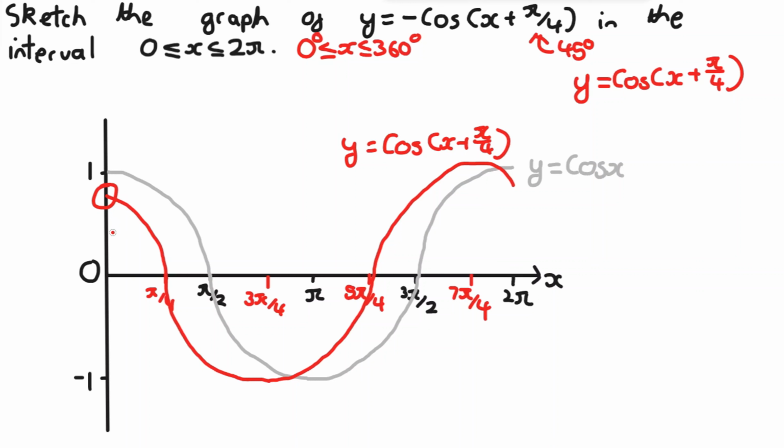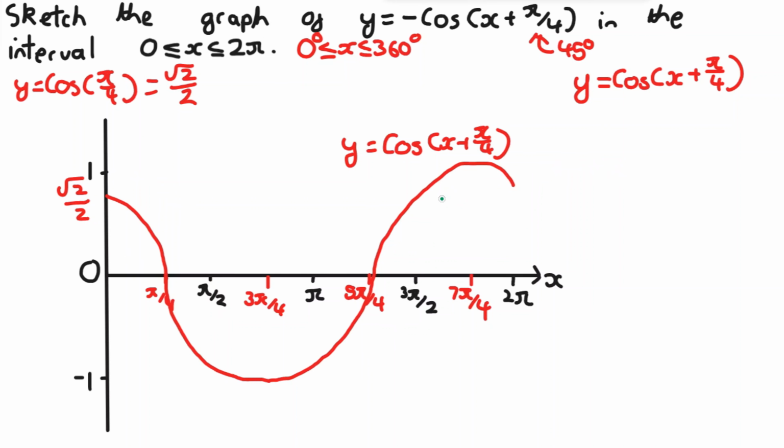Now remember, the y-intercept is when x is equal to 0, so if you sub x is equal to 0 here, it's going to be y is equal to cos of 0 plus pi over 4, which is going to be cos of pi over 4, which is equal to root 2 over 2. So this new y-intercept is going to be root 2 over 2. So I just wanted to clear some space to make it a bit less messy for the next bit.